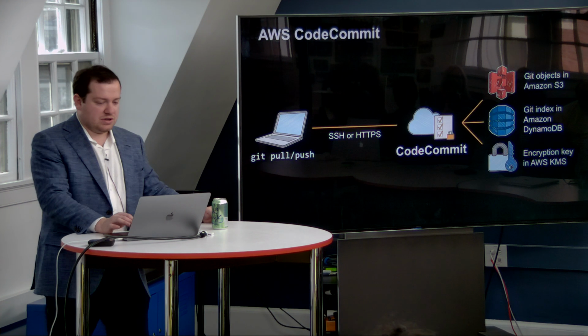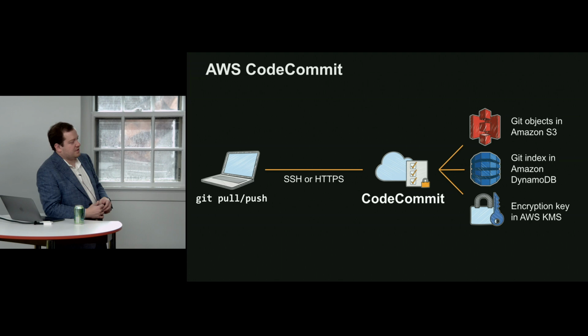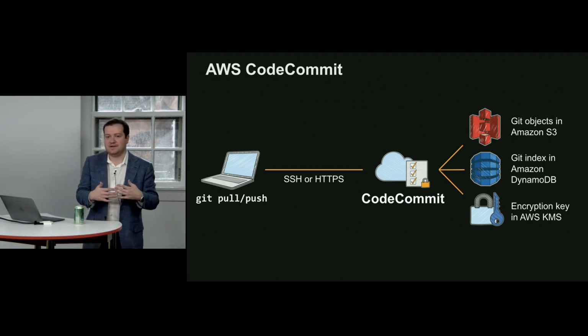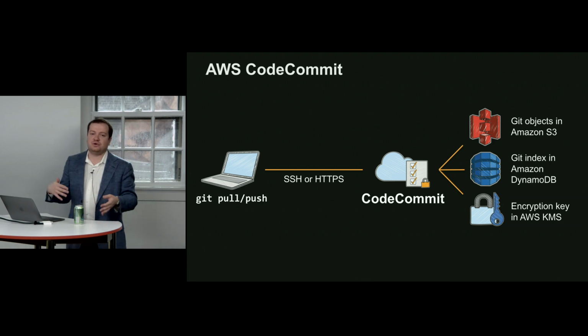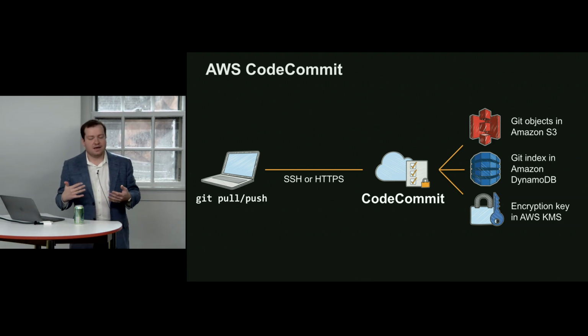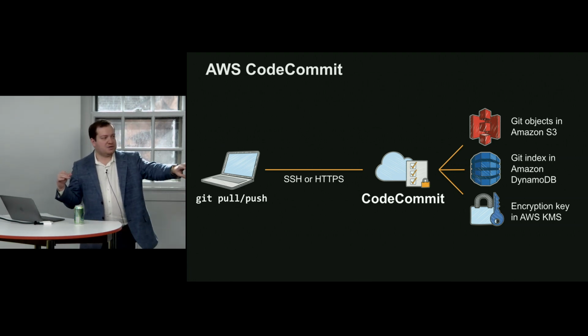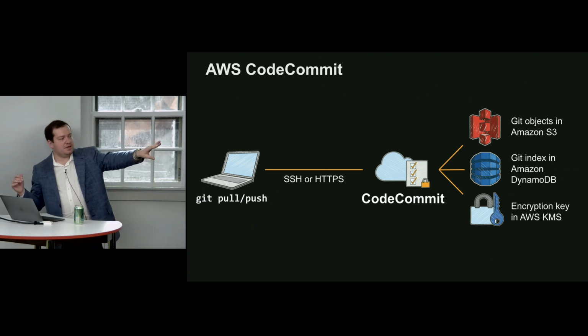So let's take a look at how this works. So CodeCommit, as a developer, you're just working on Git just like you normally would, right? So you pull, you push your code, you do commits, the same thing. In the background, the CodeCommit service, your objects are stored in S3.